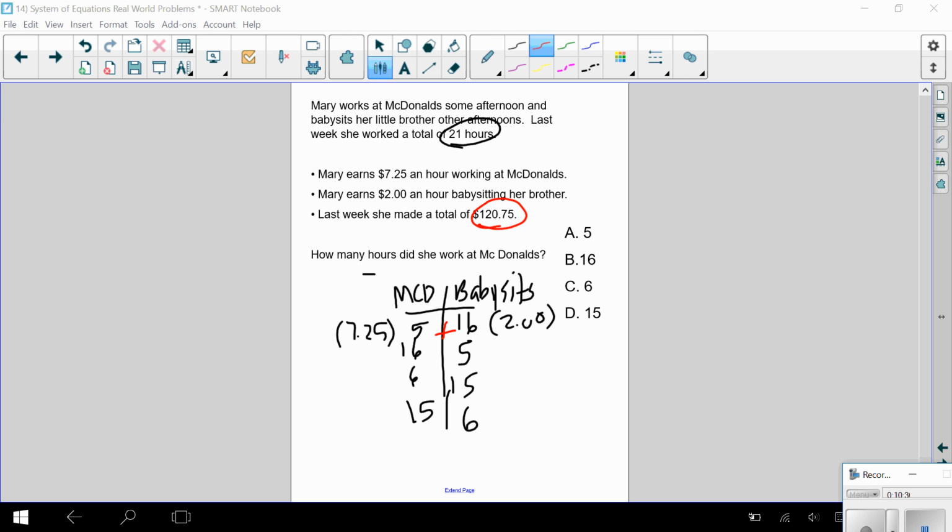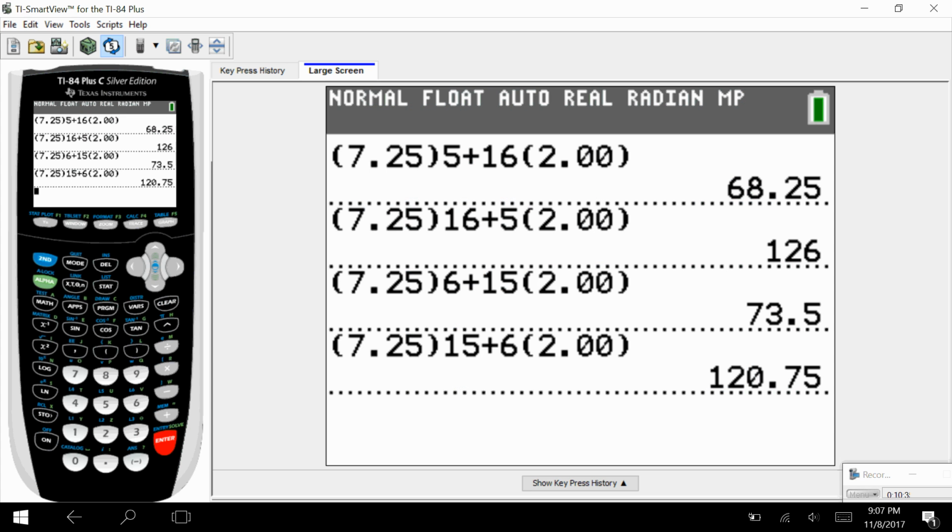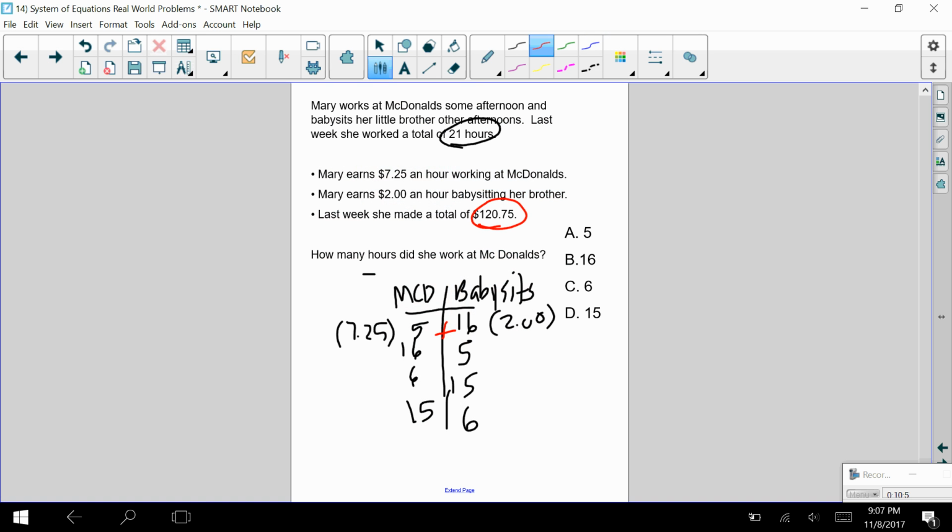I already did the work for us. We're looking for the one that was 120.75. So if we go here, I plugged them all in. We did 5 and 16, which gave us 68.25. 16 and 5 gave us 126. 6 and 15 was 73.50, and 15 and 6 was 120.75. So my last answer was the one that I wanted. So how many hours did she work at McDonald's? 15 hours.